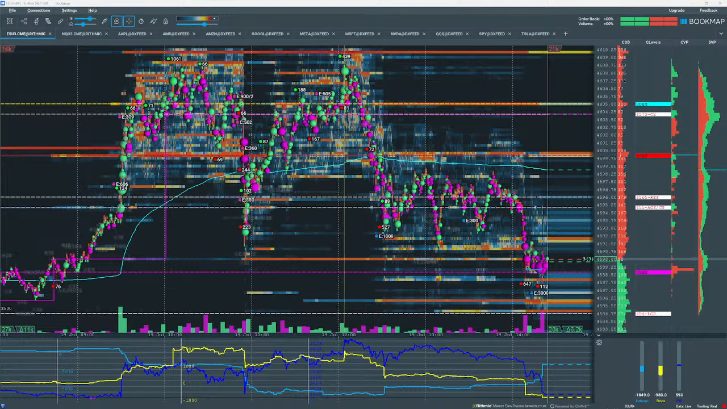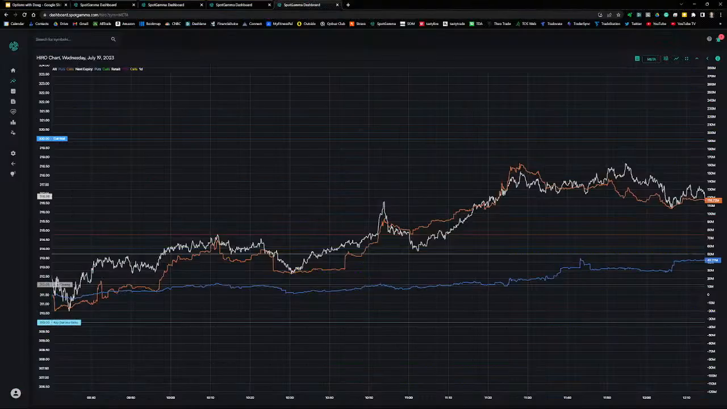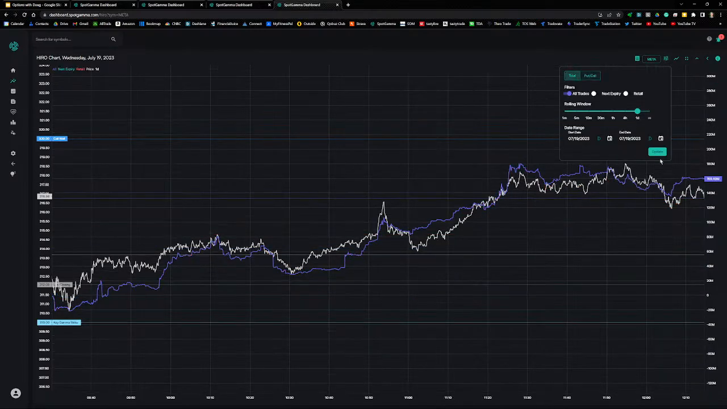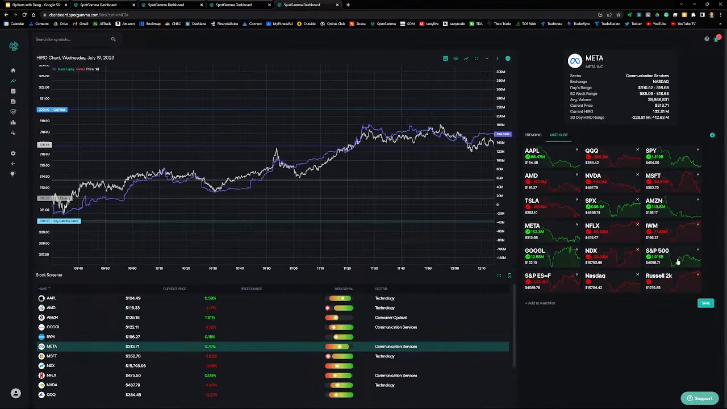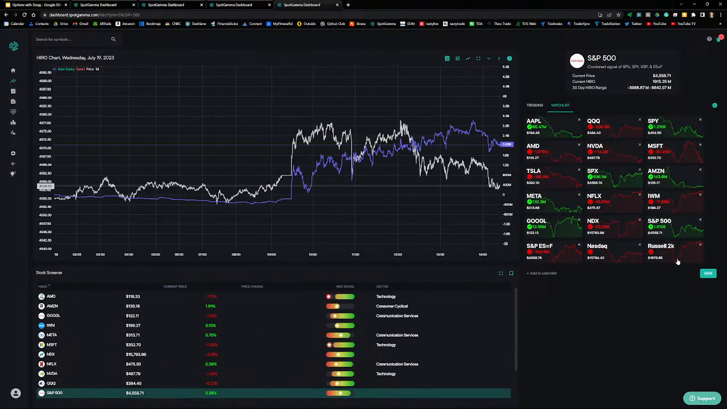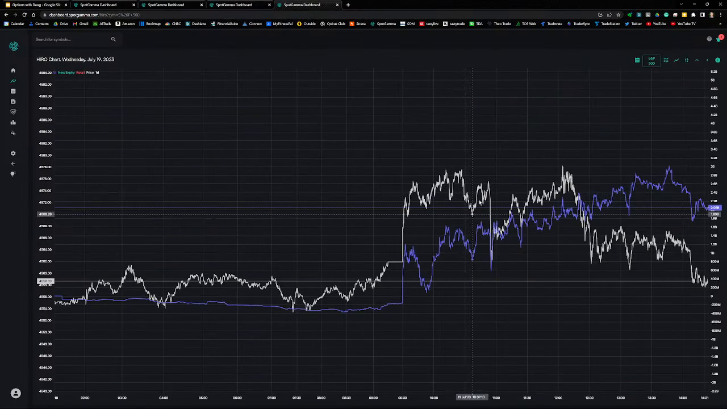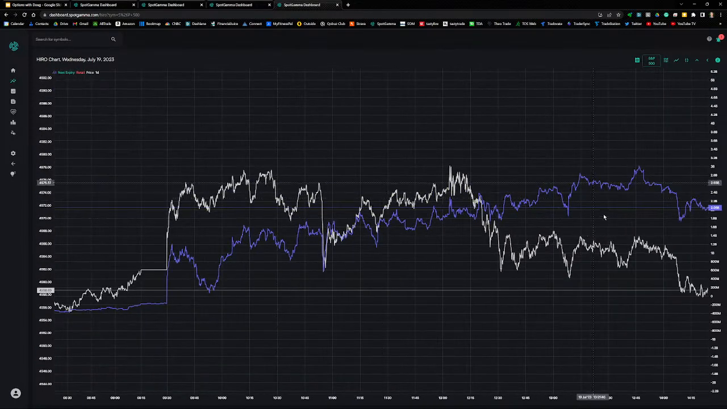Let's see what options traders are doing. See if they're continuing to buy calls on the S&P 500. And no, it looks like options traders, at least for the time being, have given up.